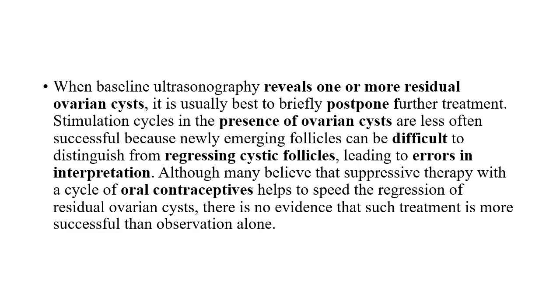So what if the ultrasound shows a residual cyst? In this case, we'll postpone the cycle because with the presence of an ovarian cyst it will be difficult to distinguish between the emerging follicles and the ovarian cyst. Thus, it will lead to error in interpretation. So we can give these patients a cycle of oral contraception for the regression of the ovarian cyst, and then start the next cycle after a break of one cycle.